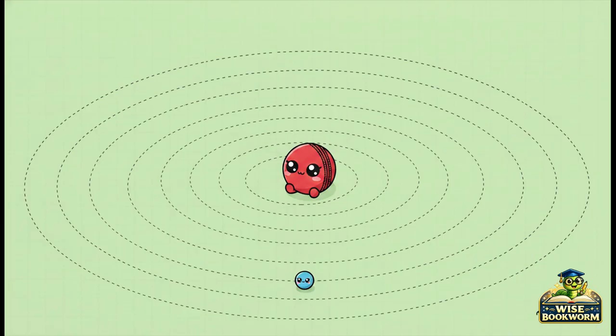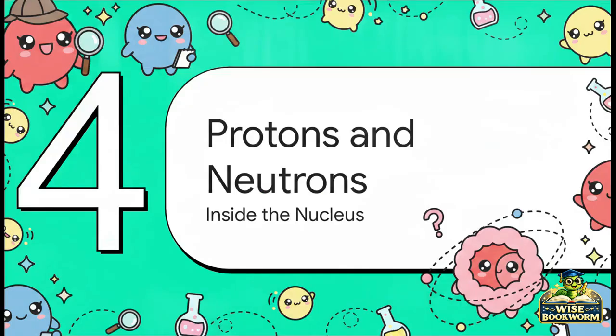To really grasp this scale, think about this analogy. If that dense nucleus is the size of a cricket ball sitting right in the center of a field, the outer edge of the atom would be 5 kilometers away. The atom, and therefore you, me, the device you're watching this on, is almost entirely empty space. Mind-blowing, isn't it? Section 4, Counting Protons and Neutrons.